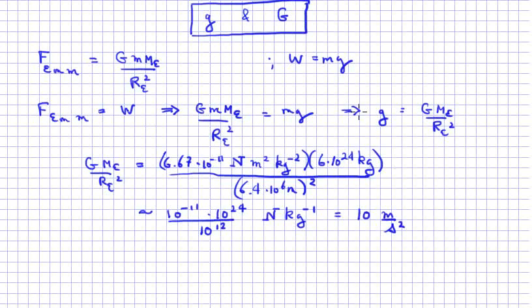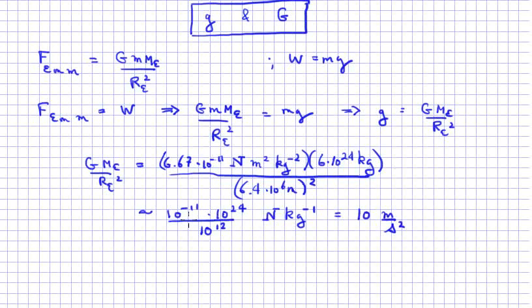M cancels on both sides here, and so little g, to be consistent with what we said before, should be big G times the mass of the Earth divided by the radius of the Earth squared. If we do that computation, big G is 6.67 times 10 to the minus 11 newton meters squared per kilogram squared. The mass of the Earth is 6 times 10 to the 24 kilograms. The radius of the Earth is 6.4 times 10 to the 6 meters, squared.